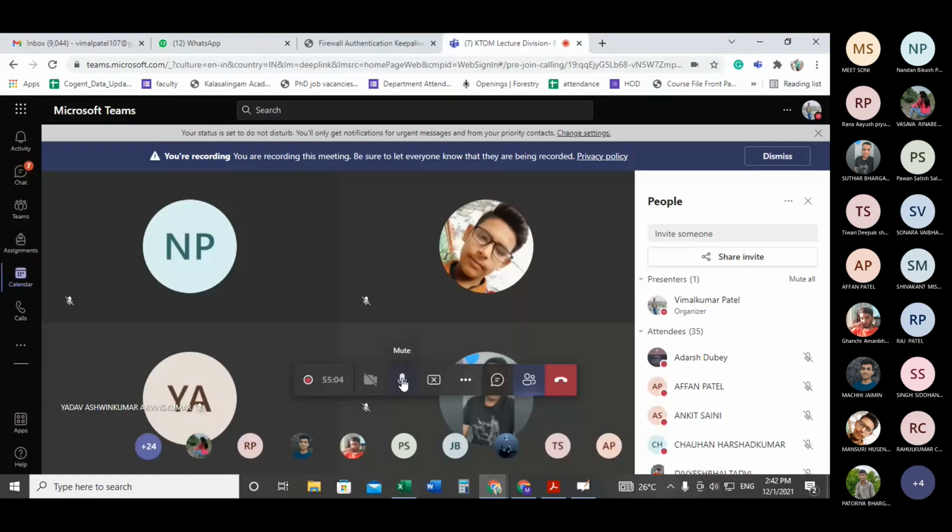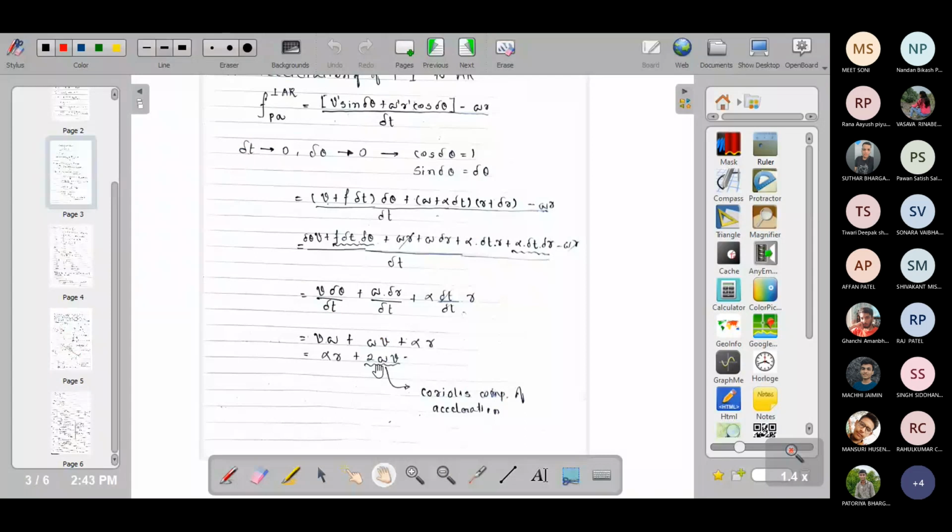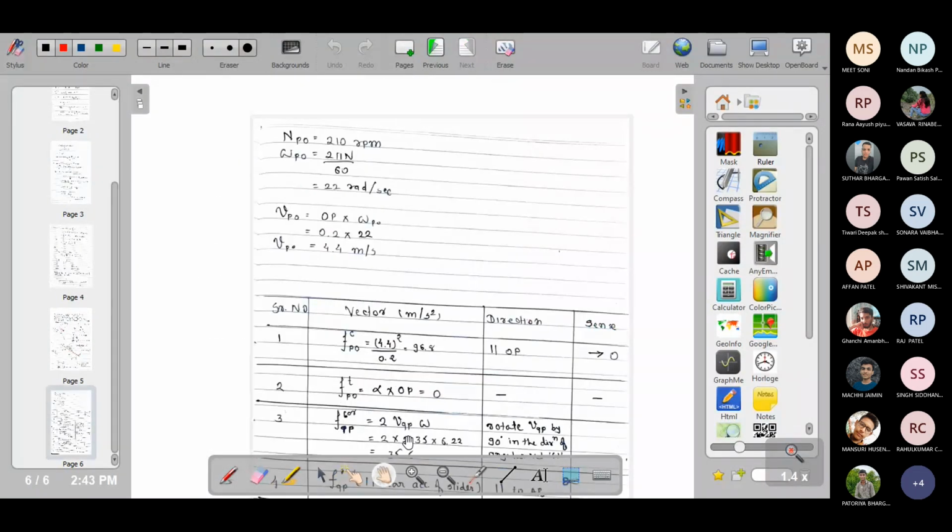Okay, so this velocity vector, we have already derived it. 2 omega v, this is the Coriolis component. So v omega v. How did omega become 6.22?